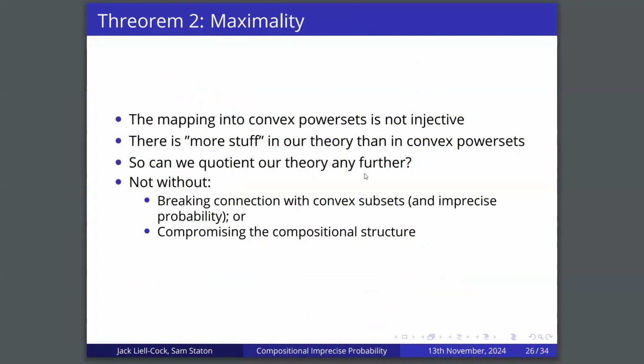And the second result we have shown is that this mapping, from programs in our language to programs in the convex power set language, is not injective. So there are more programs in our language which get mapped to the same program in the convex power set language. An intuitive reason is we interpreted the first non-deterministic choice as being 100% chance true, and the second non-deterministic choice as being 100% chance false.